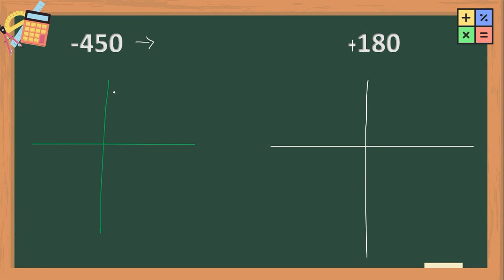Sabi nyo kasi kanina, quadrant 1 to 4 lang. Sir, fourth. Fourth? Paano naging fourth yan? Sigurado kayo fourth yan? Ay, third po, sir, third. Third? Sigurado kayo third? Oh, sige, try natin.